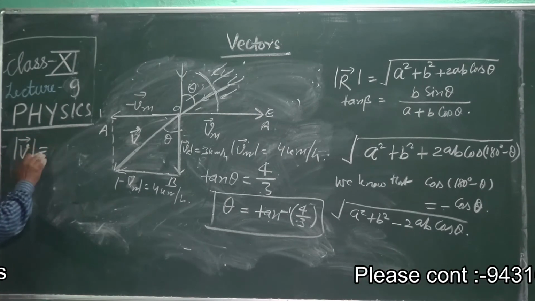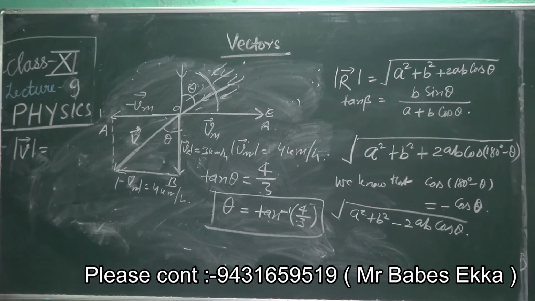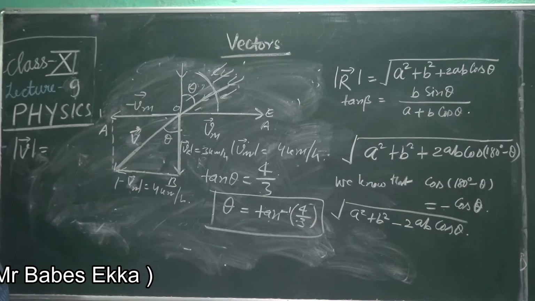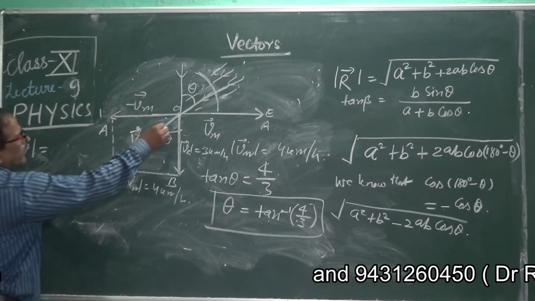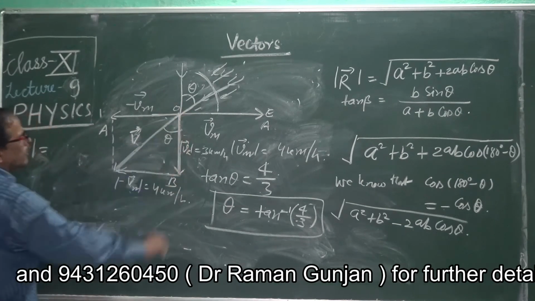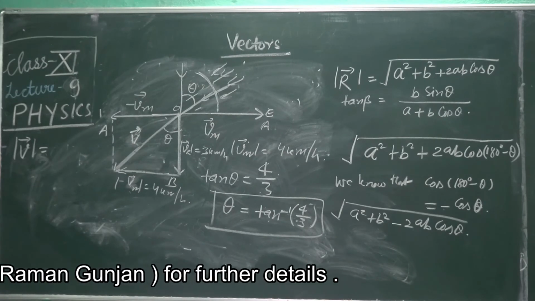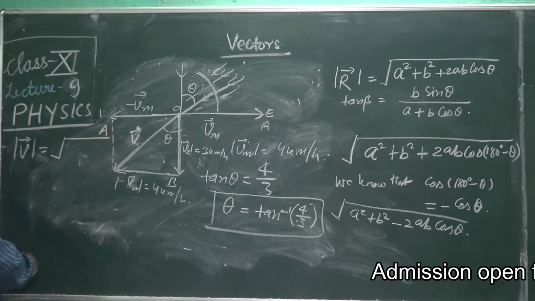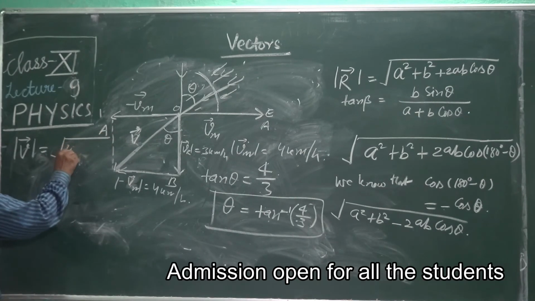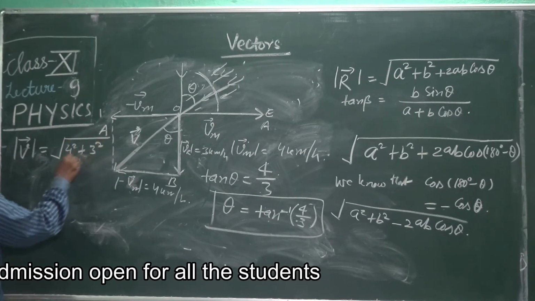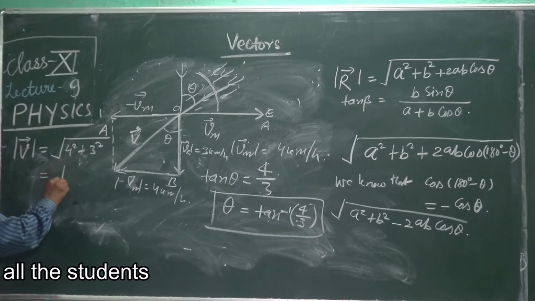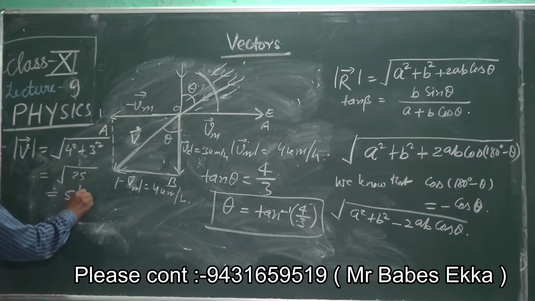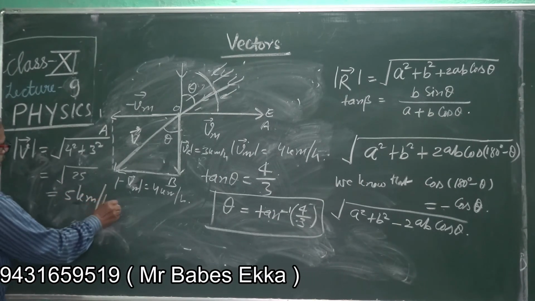And if you want to find what is the resultant velocity of rain, see here, the magnitude of vector V, this is the resultant velocity of rainfall, and here this is a right triangle. So you may use Pythagoras theorem. So we have what? 4 square plus 3 square, so what? 25, 5 kilometer per hour.